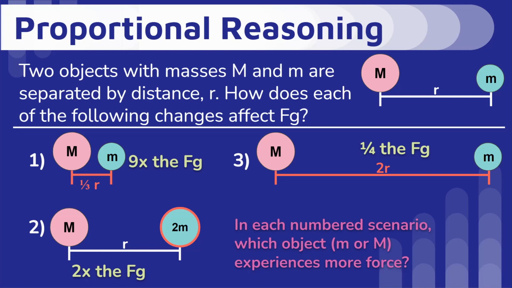Okay, but in each numbered scenario, which object, little m or big M, experiences more force? Equal. Yeah, don't fall for it. They're equal. It's still a force pair, just like it was in the warm-up, just like it was last semester. These are equal and opposite forces. Even if you make one of them bigger, doesn't matter. The force between them, they're still equal to each other. Now, the force between them will be larger, 2 times, if you double the mass of one of them. But both of them are experiencing 2 times more force now. They're still equal to each other.